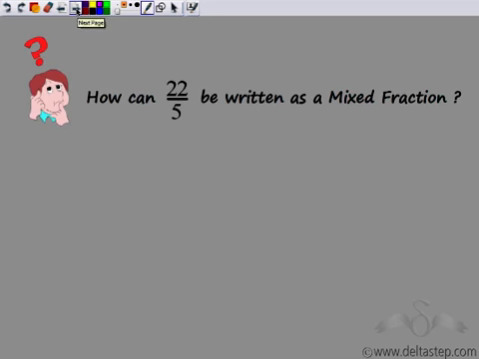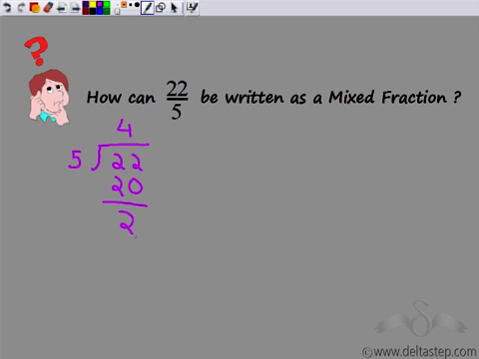So now can you convert this number to a mixed fraction? What I need to do is, I need to divide 22 by 5. So divide 22 by 5. 5 fours are 20. What I am left with is remainder 2.